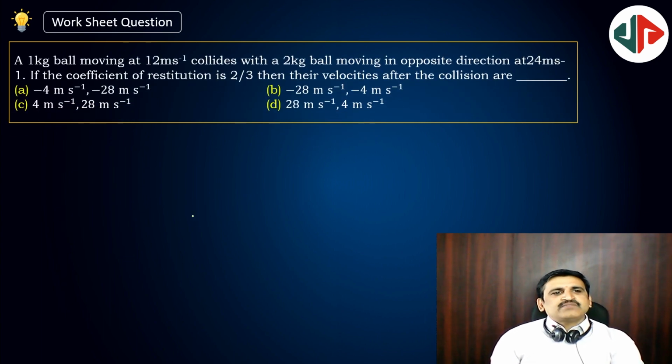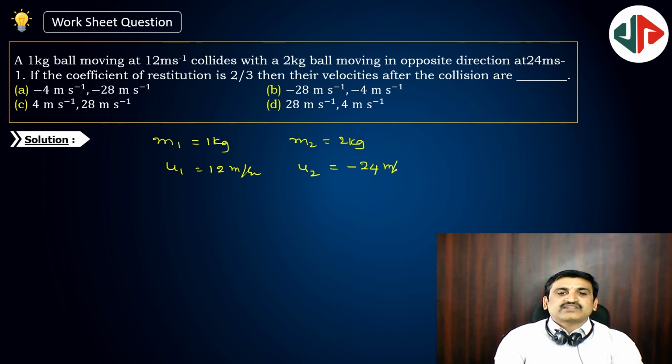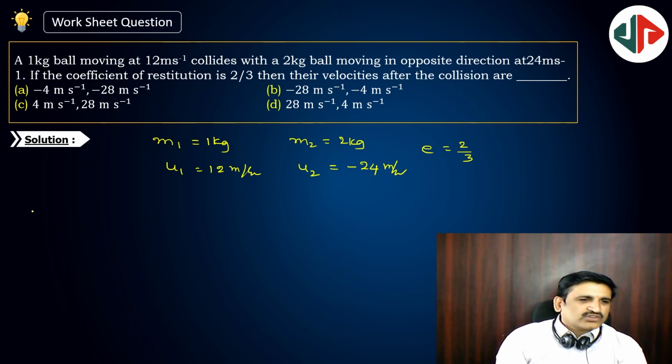A 1 kg ball moving at 12 meter per second, m1 is equal to 1 kg, u1 is equal to 12 meter per second, collides with a 2 kg, m2 is equal to 2 kg, ball moving in the opposite direction, u2 is equal to minus 24 meter per second because of the opposite direction. The coefficient of restitution is equal to 2 by 3. Then find the velocities after the collision. The first options and second options are matching, similar are there, so we need to do both.